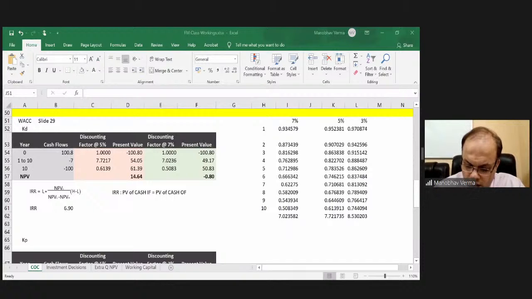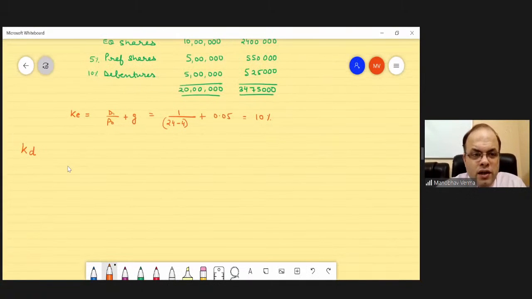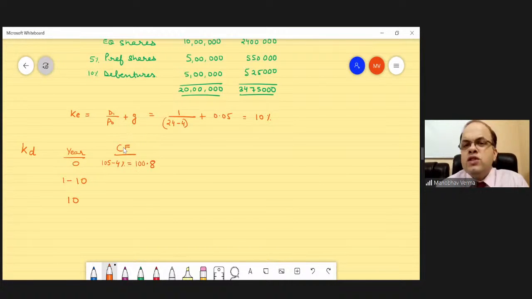Yeah, absolutely correct, Anand. Anand says it's the discount rate at which the present value of cash outflow and inflow are equal. So from a debenture perspective, let's make those columns here. Let's say this is year. This is today, then we're talking about years 1 to 10. What is the relevant cash flow for today, guys? If you look at the question, there is a 4% flotation cost, if I'm not wrong, and there is a 105 market price. So 105 minus 4% gives 100.8. That's today's cash flow, guys.